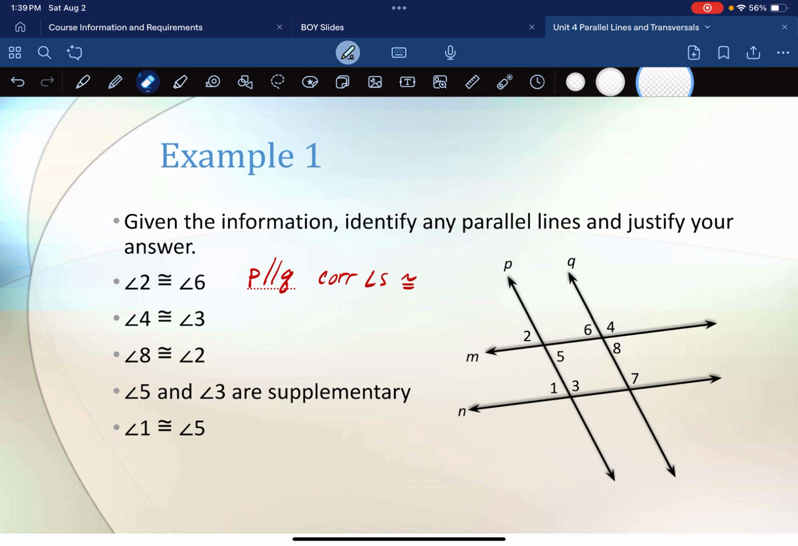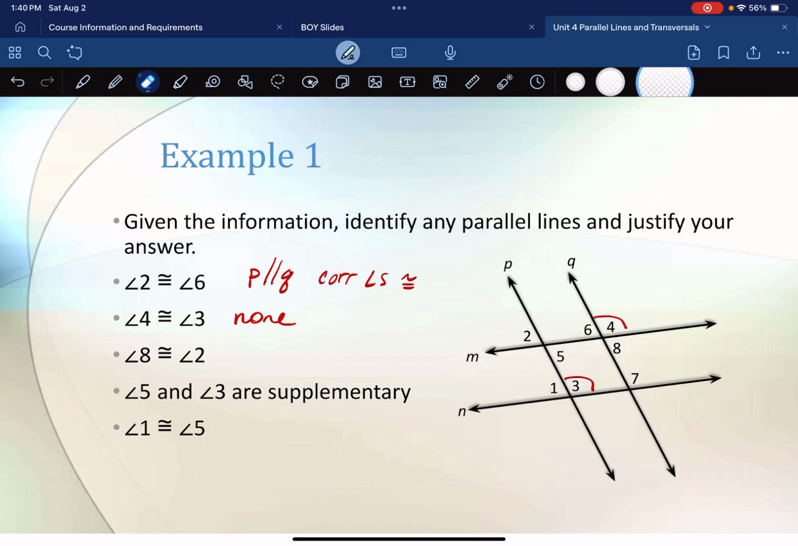Next pair, 4 and 3. So 4 is congruent to 3. Do they share a transversal? Is there one line that goes past both angles, the same line that forms those two angles? No. So this is none.